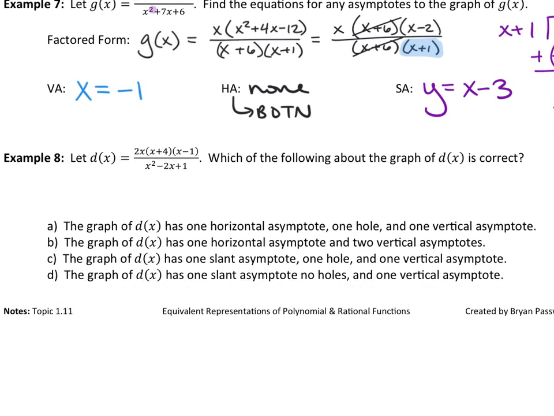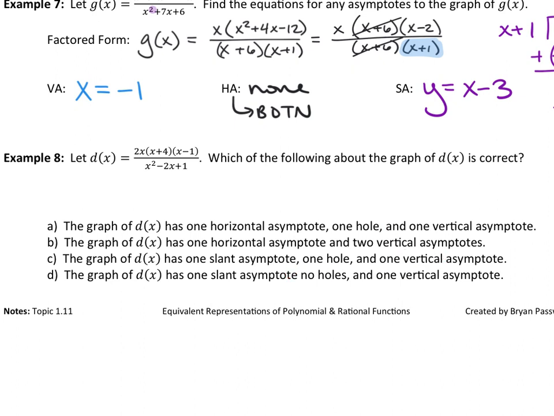Example 8 says, let d of x equal 2x times (x plus 4) times (x minus 1) over x squared minus 2x plus 1. Which of the following about the graph of d of x is correct? Now, if I just look at the answer choices, I see that it's asking me about the different types of asymptotes and holes it can have.